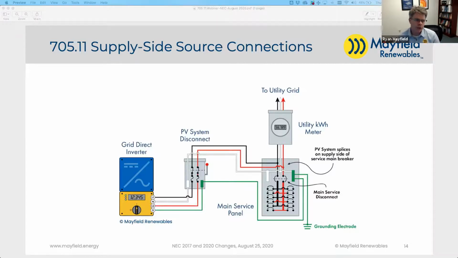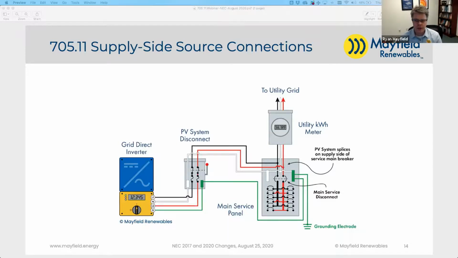But a very big question that comes up a lot on supply side connections is, where do I make the neutral to ground bond? And I was smiling because we talk about this a lot. That's the biggest question. And up until the 11th hour, it was in the 2020 code. And it got pulled out at the last moment.